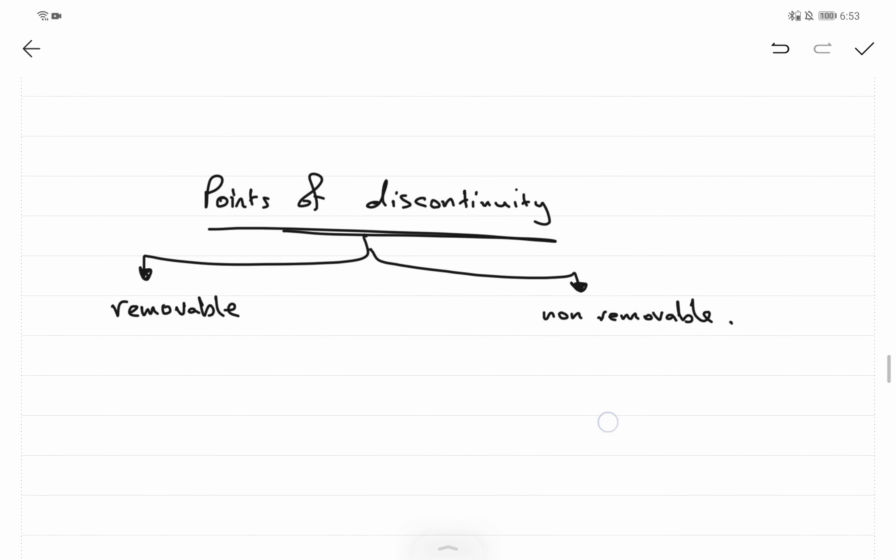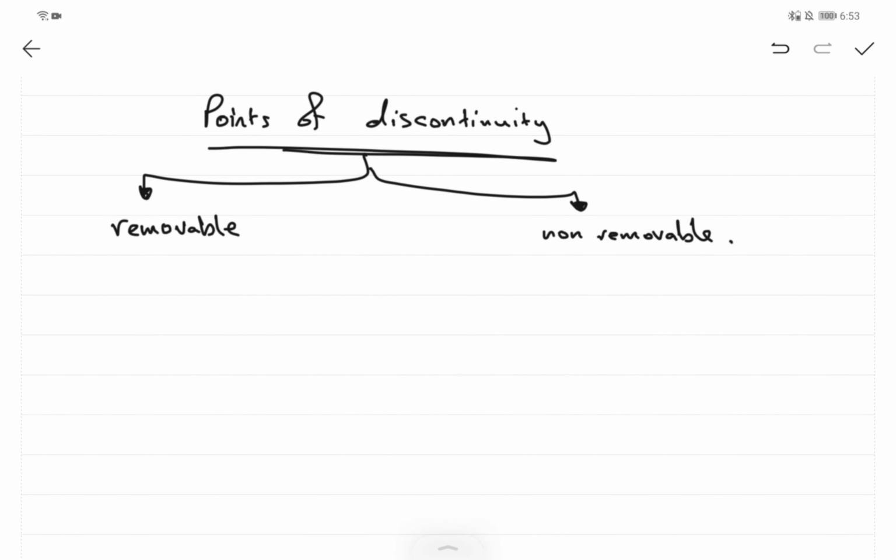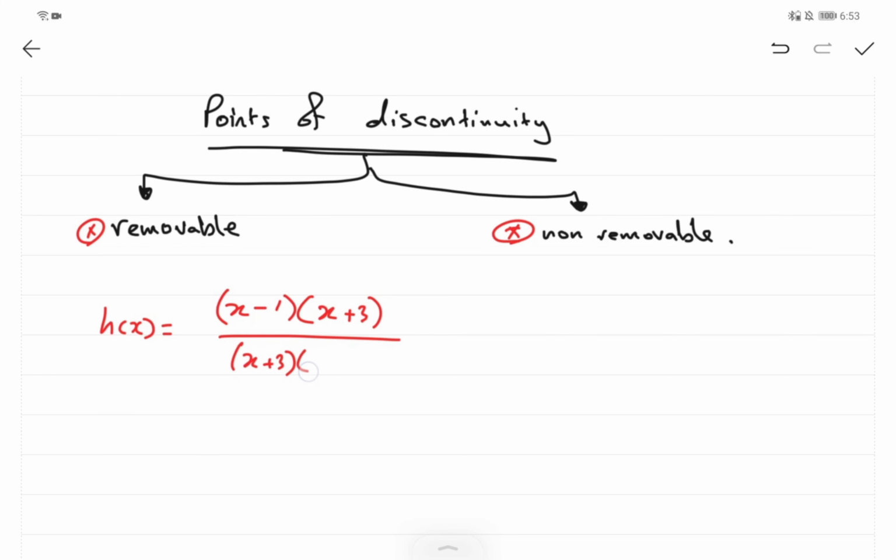Okay, now points of discontinuity are divided into two types: removable and non-removable. Removable and non-removable point of discontinuity. Now, to know the difference between them, let's take this example. Let's say we have h of x equals x minus 1 multiplied by x plus 3 over x plus 3 multiplied by x minus 4.